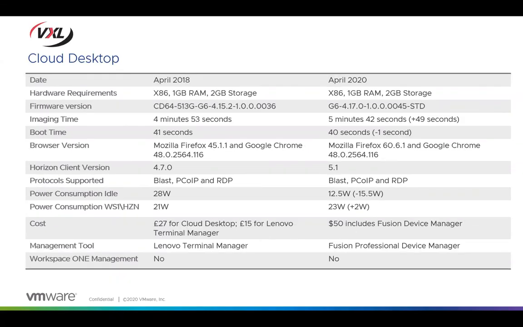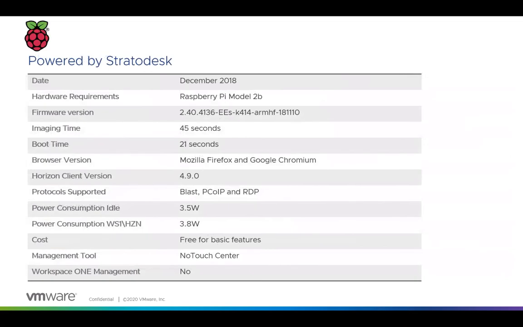Onto VXL, we saw slightly slower imaging time, 49 seconds slower. We saw a slight increase, just 1 second increase in the boot time. Fairly significant power decrease when idle, down 15.5 watts, and a slight increase of just 2 watts when the workload was running.